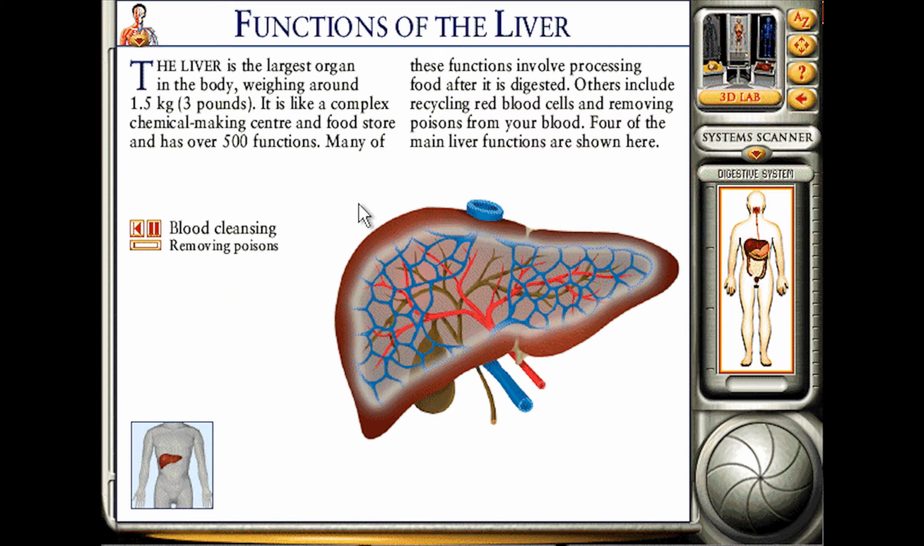The liver processes some poisons in your blood to make them harmless. When blood entering the liver contains harmful substances, the liver cells remove them and convert them into harmless substances. The cleansed blood then flows back to the heart.